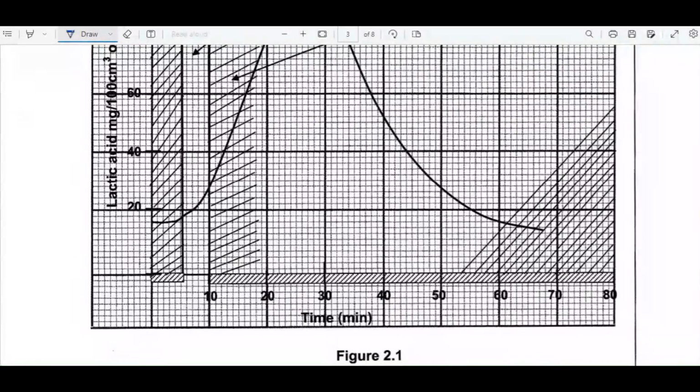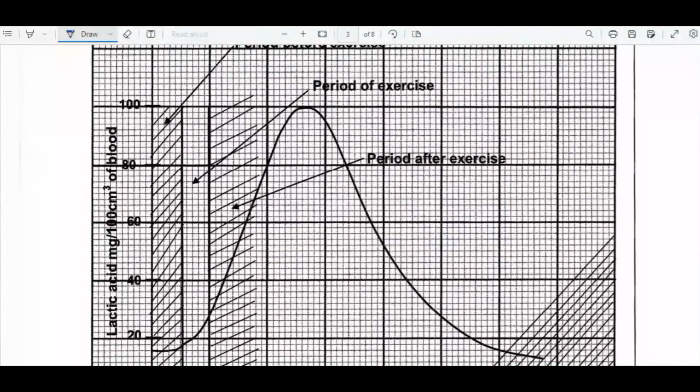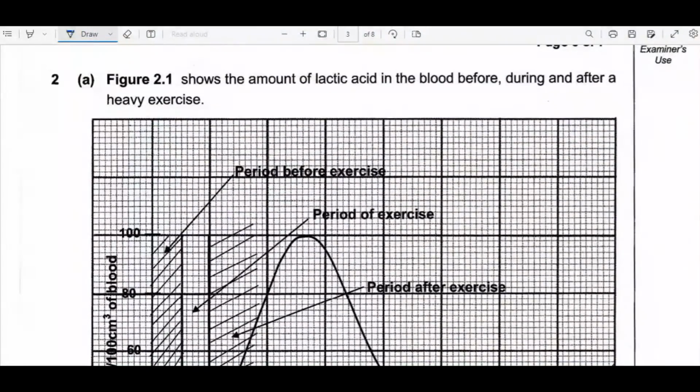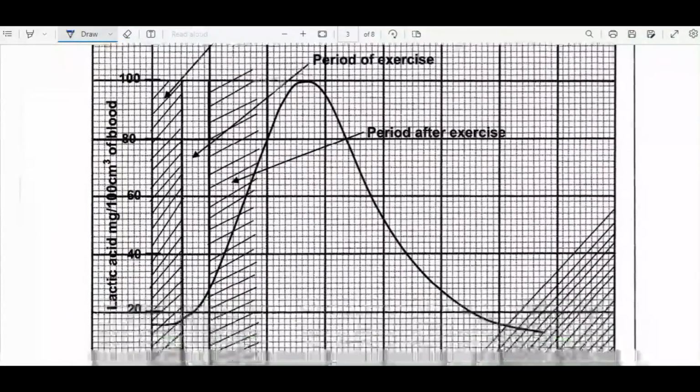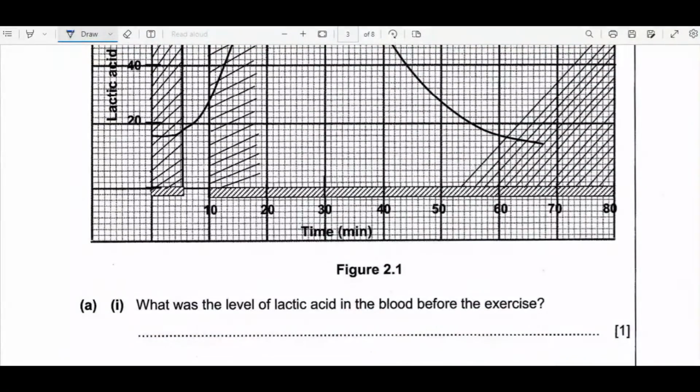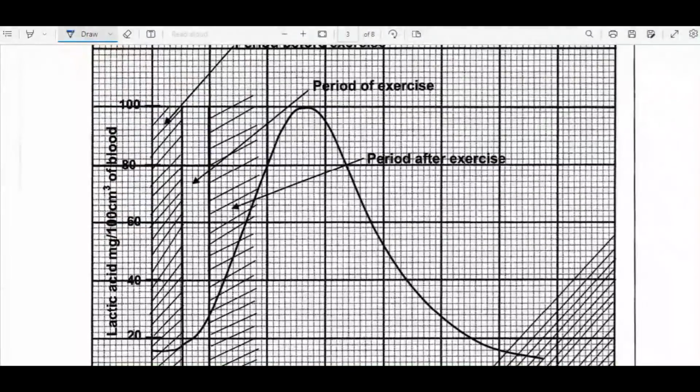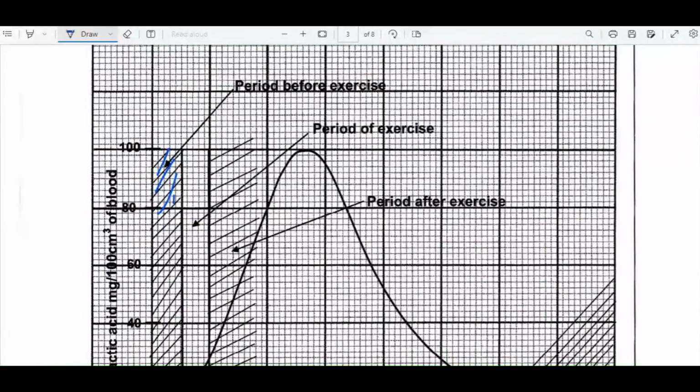Okay, so we have question 2. Under question 2 we have been given 2a, figure 2.1 shows the amount of lactic acid in the blood before, during, and after a heavy exercise. So now let's go to our first question. A1, what was the level of lactic acid in the blood before the exercise? So before the exercise, this is the region representing before the exercise.